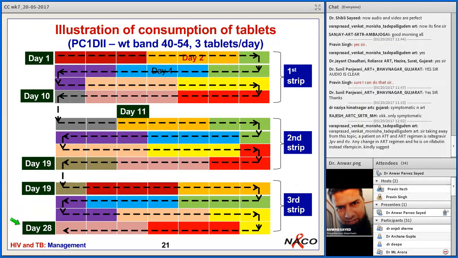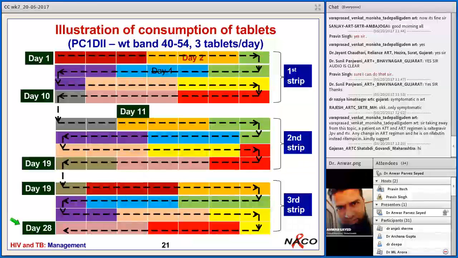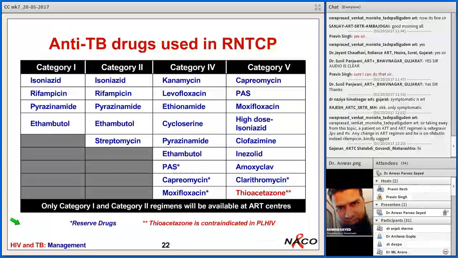Dispensation happens like this, as all of you are aware, so I'm not going into details of this. This is the first step, second step and third step, and this patient is under weight band 2. That is why this patient will be receiving 3 tablets per day, and this continues like this. These are anti-TB drugs, or a list of anti-TB drugs which you can refer to.